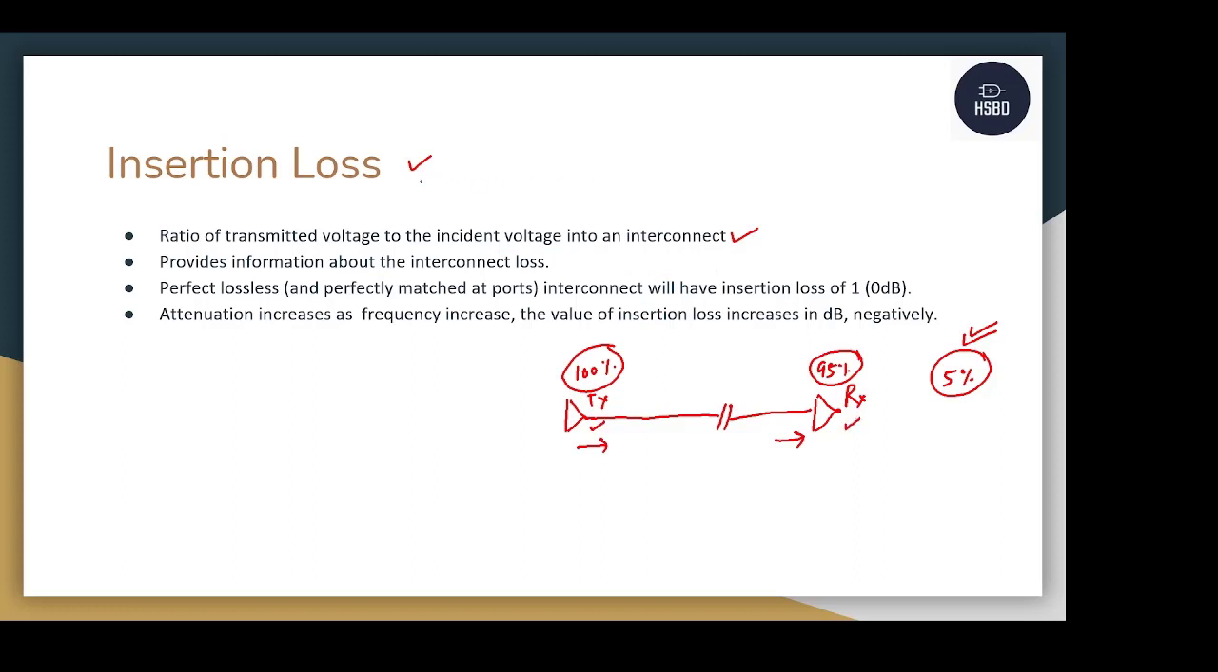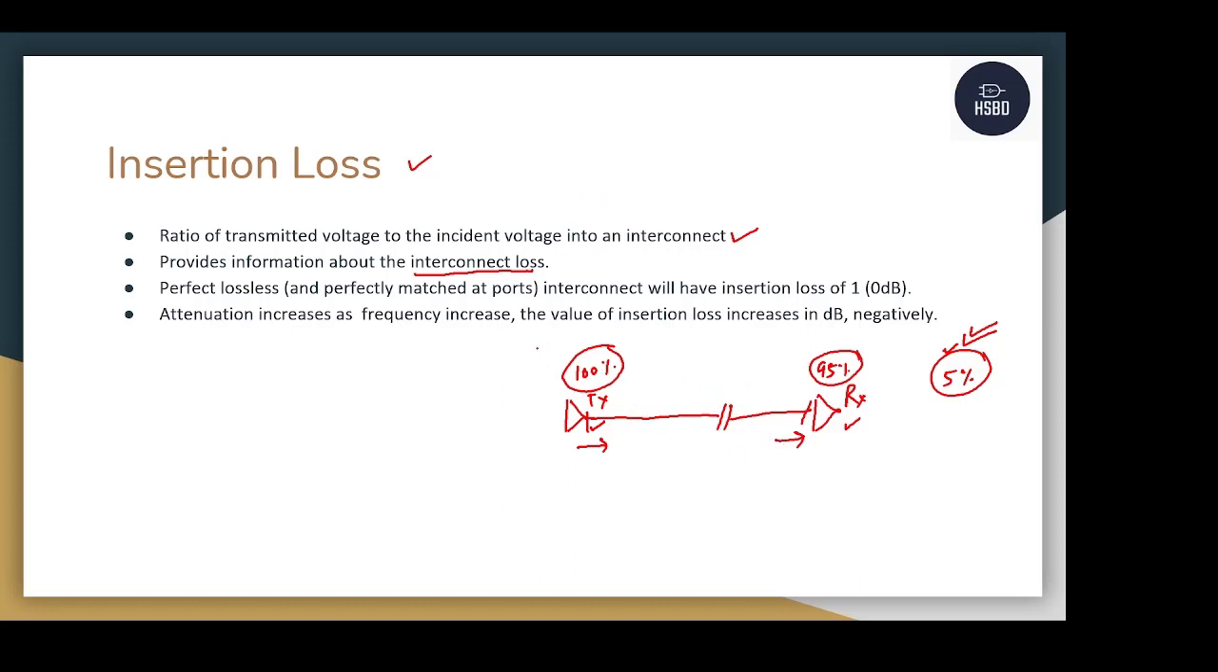It provides information about the interconnect losses. So what does this mean? This means that whatever 5% we were discussing, this 5% loss is the loss because of this interconnect, or what we call the transmission line that we have taken here. So the losses inside this transmission line. Basically, when we talk about insertion loss, it talks about the transmission line losses or the interconnect losses.